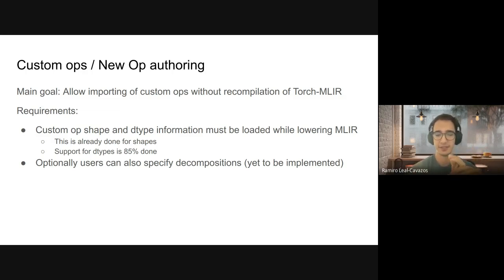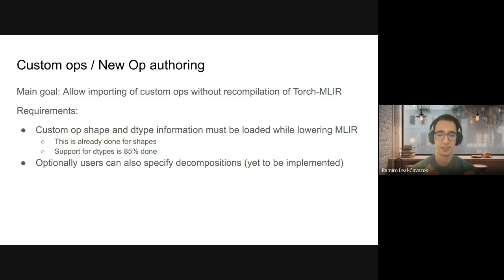One piece of information is the shape function of your op. So given the inputs, what is going to be the shape of the output? The same goes for the dtype function. What would be the dtype of the output? And optionally, we also want to allow users to specify decompositions as well without having to recompile.